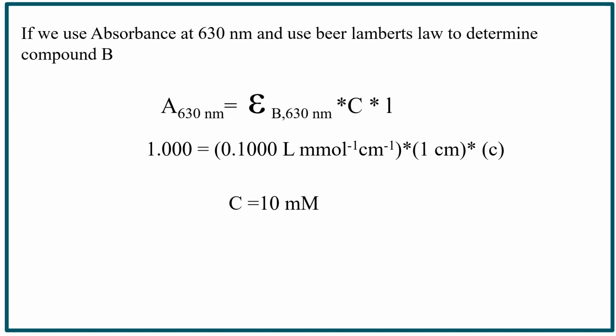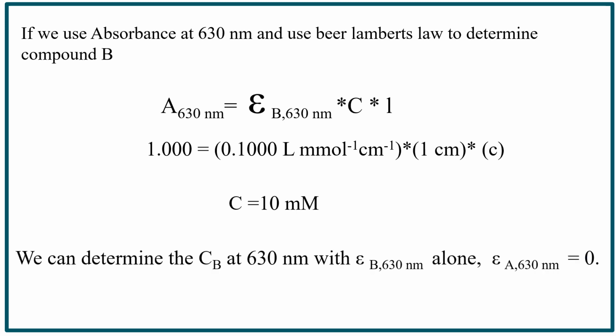We can determine the concentration of B at 630 nanometer alone. Why? Because the absorption of A at 630 nanometer is 0, so we need to consider only epsilon B, not epsilon A. So we calculated the concentration of B using the wavelength 630 nanometer, and we got the concentration of 10 millimolar.